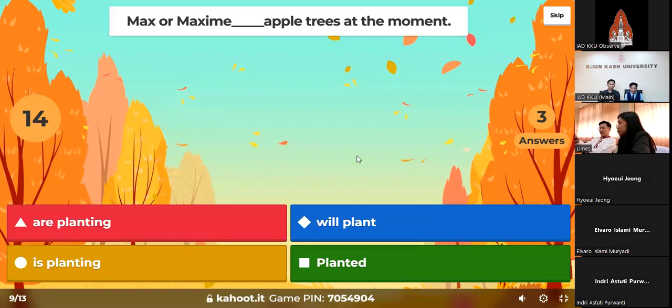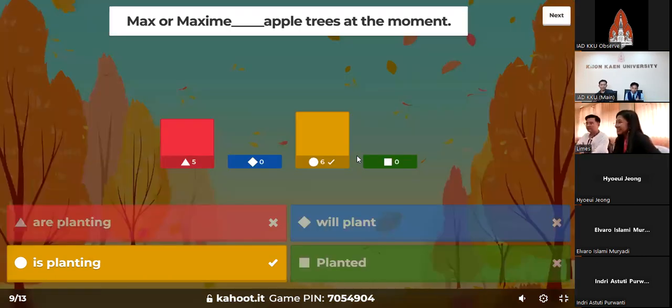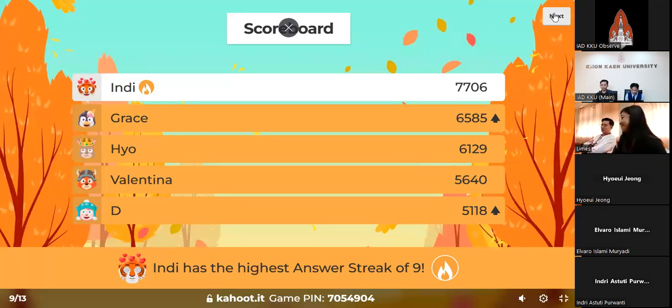Apple trees at the moment. At the moment, you know that it's now. If it's now, what kind is it? Choose one. If it's "or", it means only one. If I say Max and Maxim, it means both are planting. You must use... maybe Max is planting. Okay.